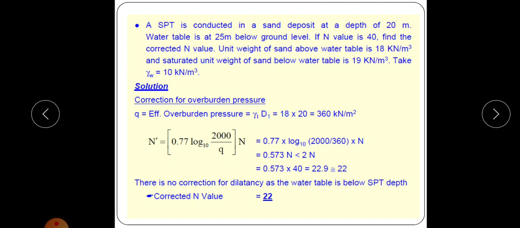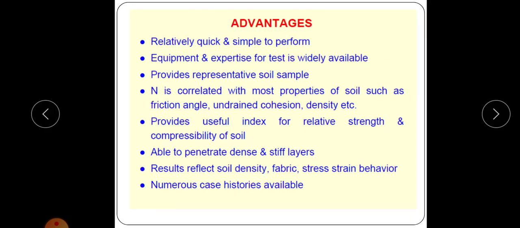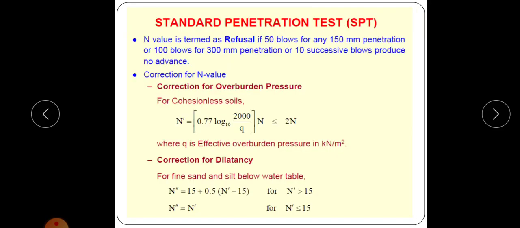And here as the water table is below the SPT depth, that is SPT depth is 20 meter and water table is far below this depth, so there is no need for dilatancy correction. So the corrected N value is 22. Okay, that is here it is written, correction for dilatancy means for fine sand and silt below the water table. If the water table is not coming in our SPT depth, the dilatancy correction is not needed.